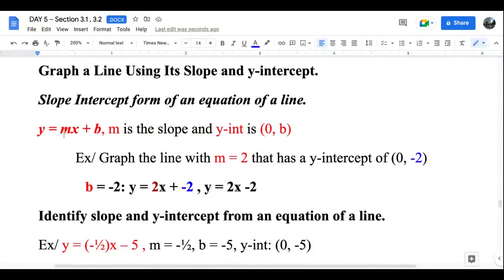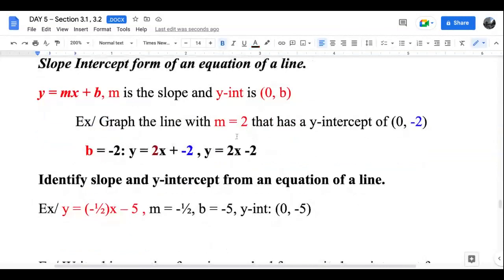The slope-intercept form of an equation of a line is y equals mx plus b. m is the slope. The y-intercept is (0, b). If we have m equals 2 and the y-intercept is (0, -2), that means b equals -2 and m equals 2. So y equals 2x plus negative 2, which means minus. So the equation is y equals 2x minus 2.